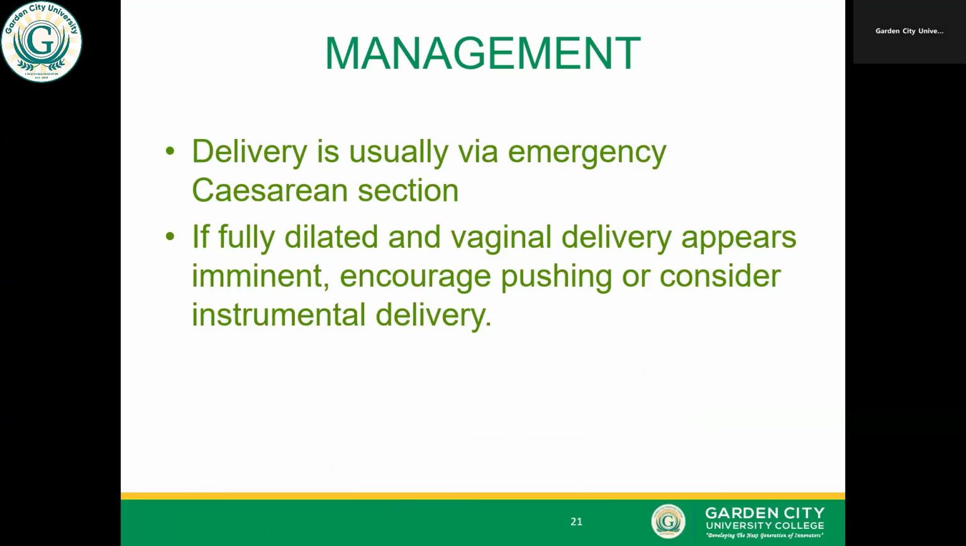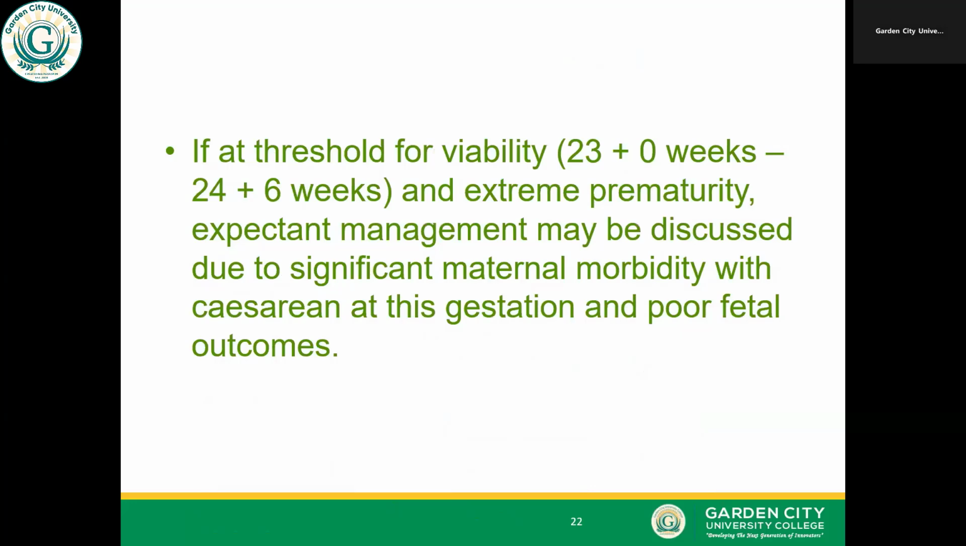So delivery is usually by emergency cesarean section. If the woman is fully dilated, you can do a vaginal delivery. If delivery is imminent, you encourage the woman to push, or you give an assisted instrumental delivery. You deliver the woman with instruments if the vagina is 10 cm dilated and then delivery is imminent.